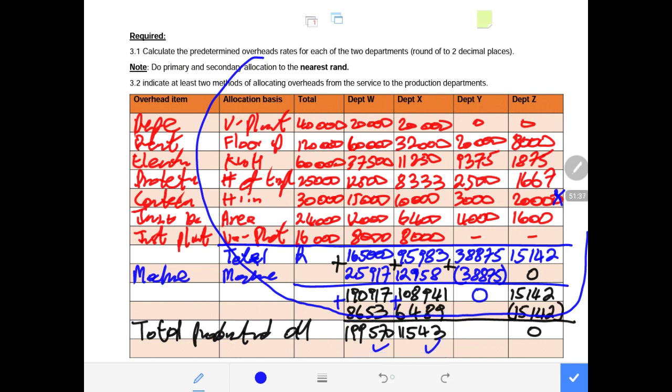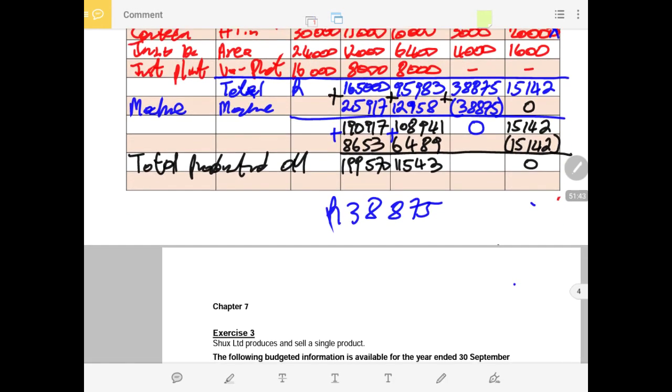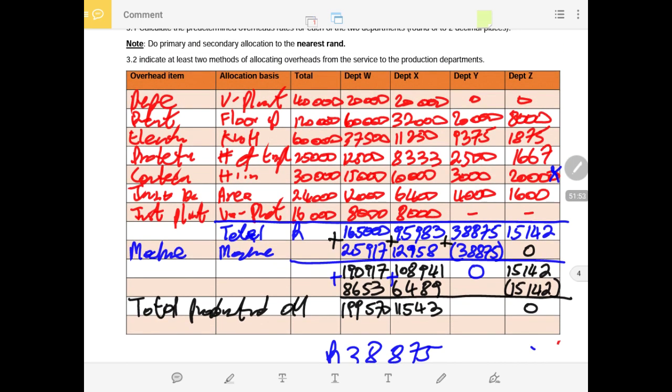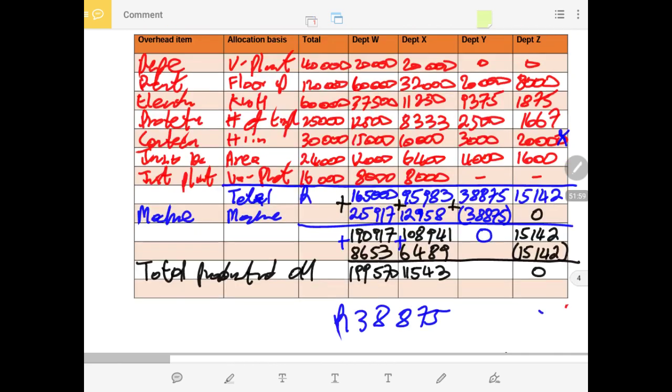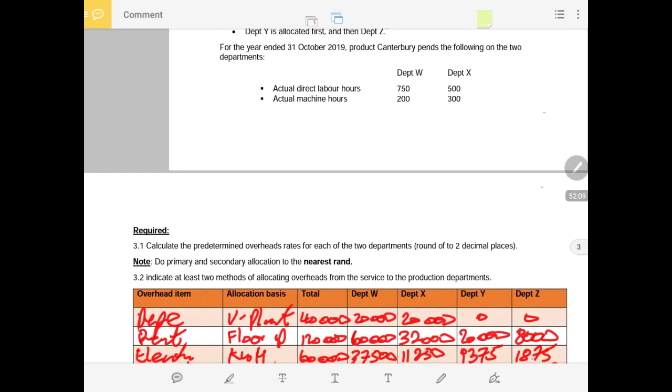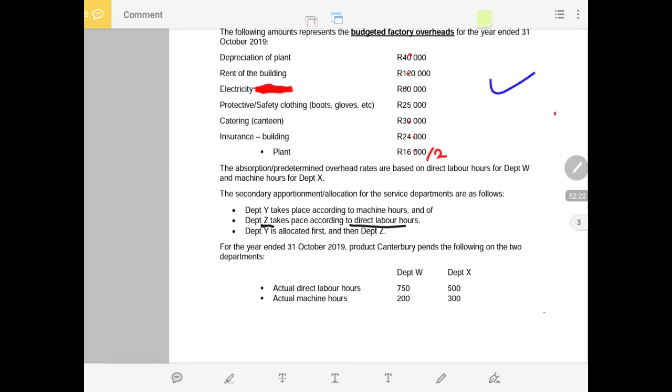Therefore now we have our manufacturing overheads now that have been allocated to our main departments. Then we were required to calculate the predetermined overhead rate for this department, which is Department W and Department X. Let us check what was the requirement. We are required to calculate the predetermined overhead rate for each of the two departments in two decimal places. Now we were required to do primary and secondary. Now when we're calculating our POR, we need to know which base we are supposed to use.